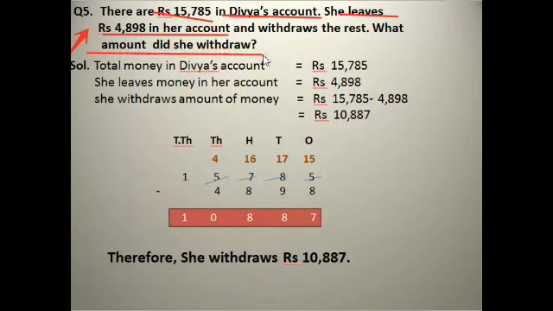So, let us start the solution. In the first step, we write all given information: total money in Divya's account is rupees 15,785. She leaves money in her account, rupees 4,898. And after that we find the amount of money she withdraws: rupees 15,785 minus 4,898.